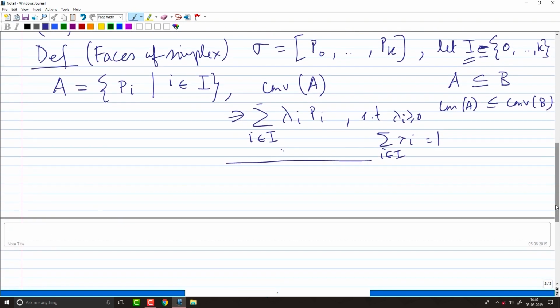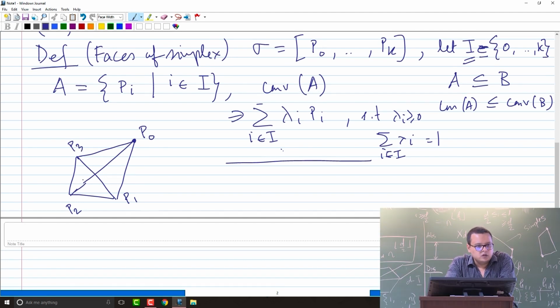Let us take an example and see. Again let us take the example of a tetrahedron in R3. You have P naught, P1, P2, P3. What are the faces of this tetrahedron? A tetrahedron itself will be a face of itself, right. Sigma will be a face of sigma. This edge P naught P2, is this a face?